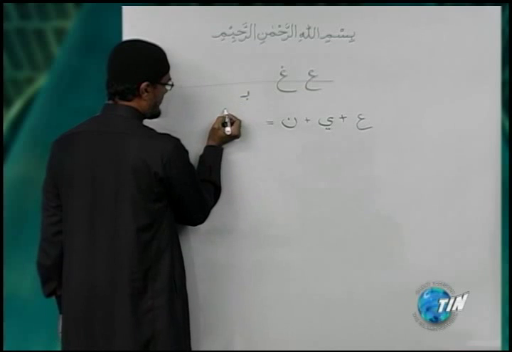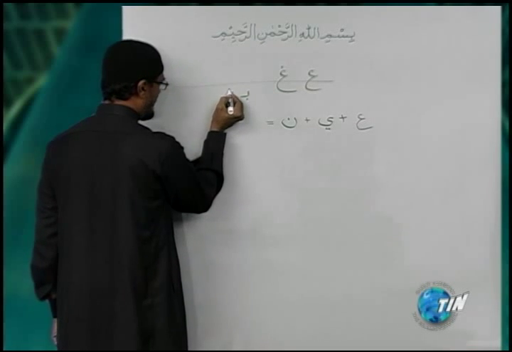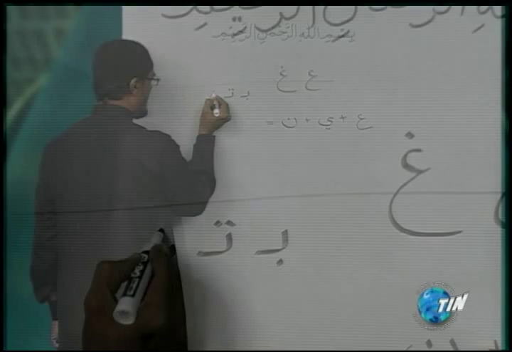Ba, Ta, Tha, Nun, Ya. All of these letters belong to the same grouping of letters because they have the same shape. It is only the dots that make the difference, the placements of the dots. But look at what is below the dots or above the dots. You will notice the shapes are all the same. So they're all classified as one group of letters.